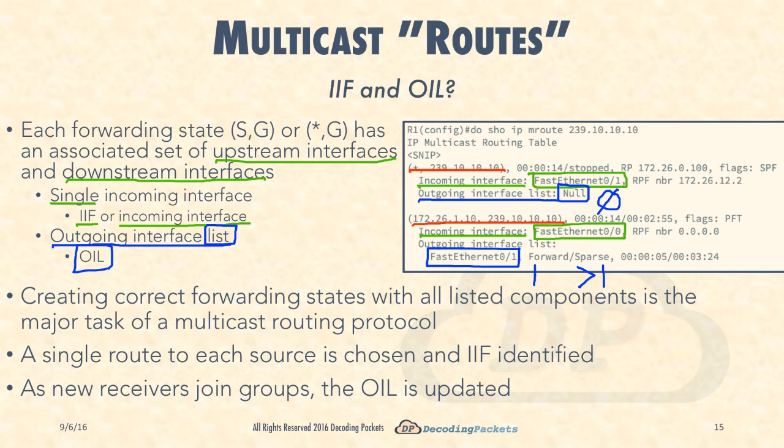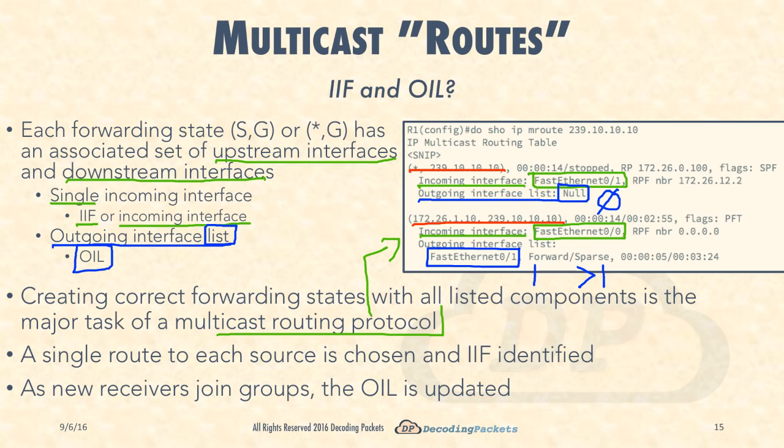That forwarding state has an IIF and it has an OIL. And as long as those things are working properly, multicast works properly. So creating these correct forwarding states with all of the listed components, the 3 things that I've repeated, really then becomes the task of a multicast routing protocol. So we will be talking about this, but the multicast routing protocol is to actually populate this table. All of this information really is coming from the multicast routing protocol.